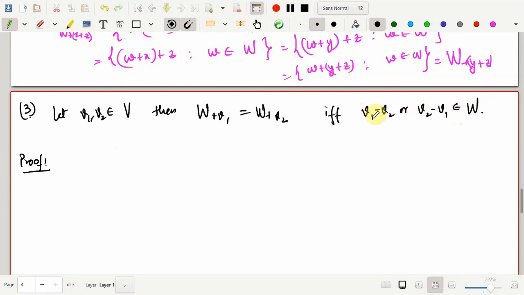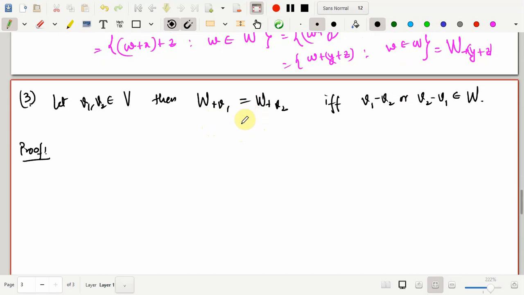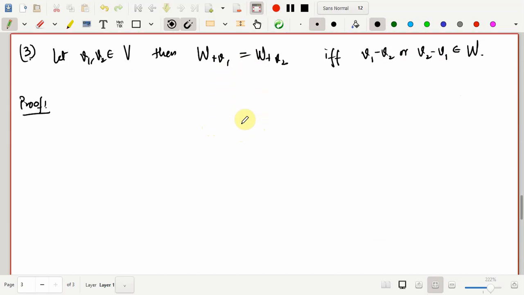And secondly, you will have to show that if this is true, then W plus V1 is the same as W plus V2. So let's try to produce a proof for this. In the first case, I assume that W plus V1 is the same as W plus V2. What I need to show is that V1 minus V2 or V2 minus V1 is in W.